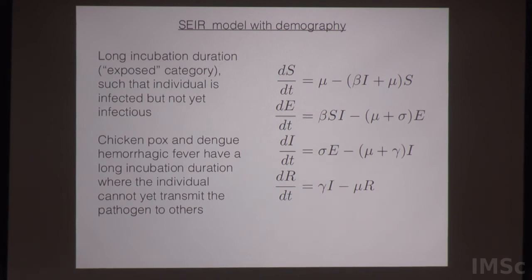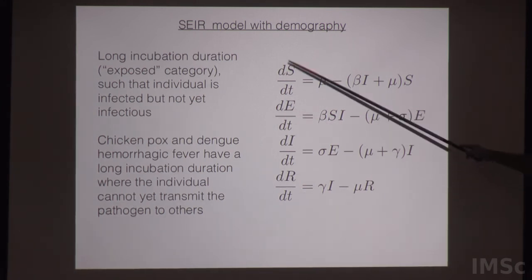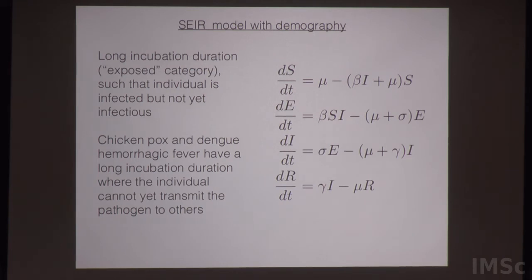Here is another version of SEIR with demography, so that is with births and deaths. And typically you would use these models in situations where you have a long incubation duration. So, you are exposed, the virus or bacterium is multiplying inside you, but you are not capable of infecting other people yet. So, the individual is infected, but not yet infectious. What examples? Chickenpox and dengue hemorrhagic fever have a long incubation duration, where the individual cannot yet transmit the pathogen to other people. I'm not spending much time on it. I just want you to look at the structure of the equation.